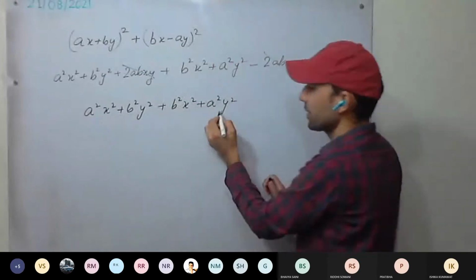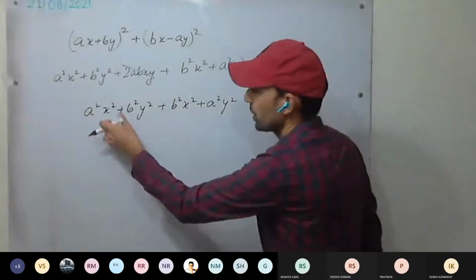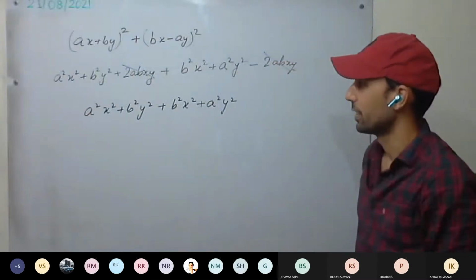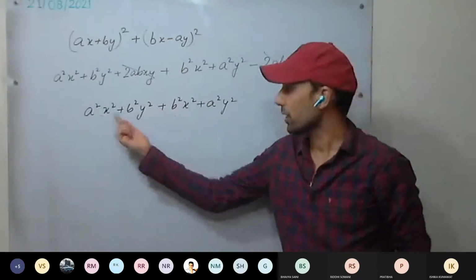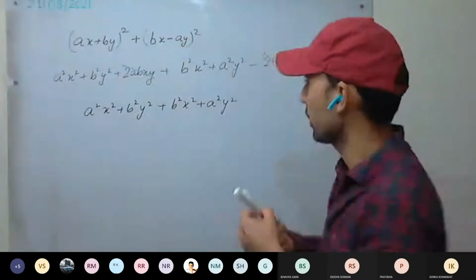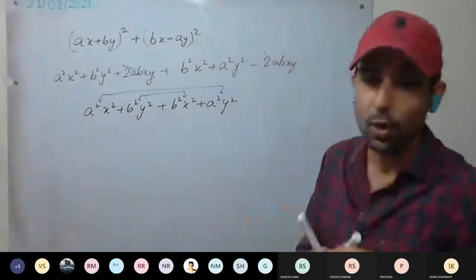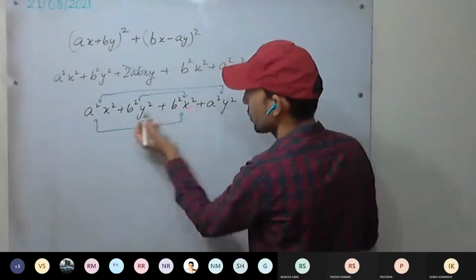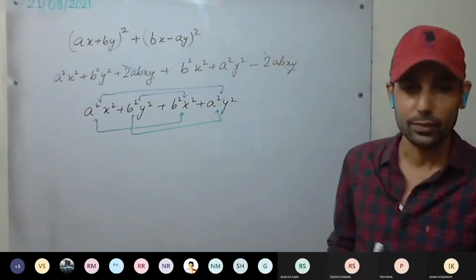Can you group first two and last two? Can we group them, or something else should we group? If you group first two, nothing is common. So which one should we group? Either first and third, or first and fourth. I'm showing one group with blue. Either we can group these two and these two, or these two because x square is common, or these two, y square is common. You will get the answer.